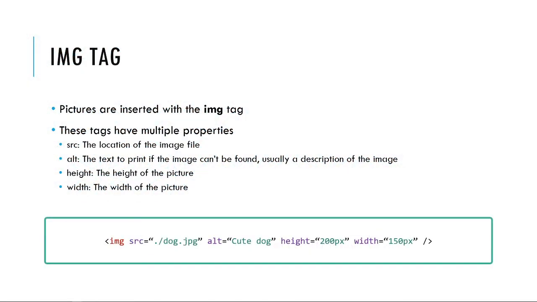Now I'll cover how to add pictures into your website. They're inserted with the image tag, and they're a huge part of websites, and every good website needs to have pictures. The four main properties are source, which is the location of the image file you're inputting. Alt, which is the text to print if that file can't be found, and is usually a description of the image. And then height and width, which is the size of the picture that you want on your website.